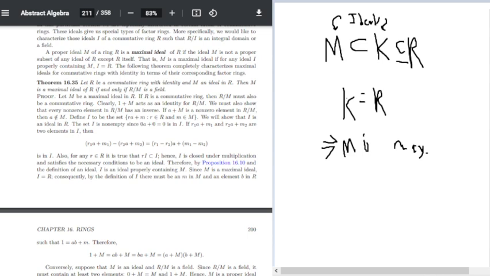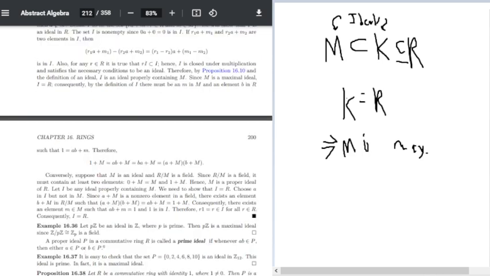Therefore, by proposition 16.10 and the definition of ideal, I is an ideal properly containing M. Since M is a maximal ideal, I is equal to R. Consequently, by the definition of I, there must be an m in M and an element b in R such that 1 is equal to ab + m. Therefore, 1 + M = ab + M = ba + M = (a + M)(b + M).